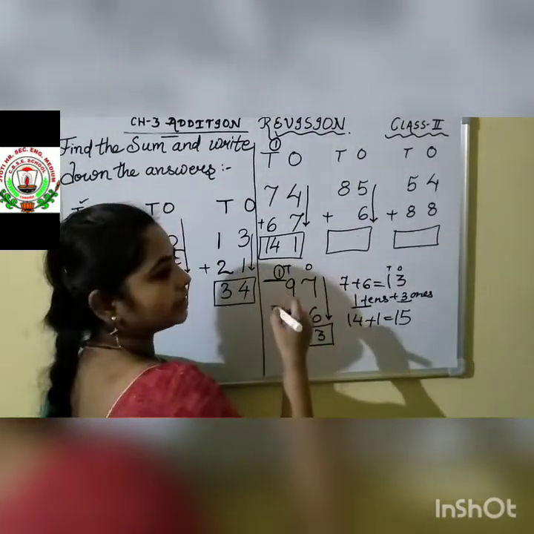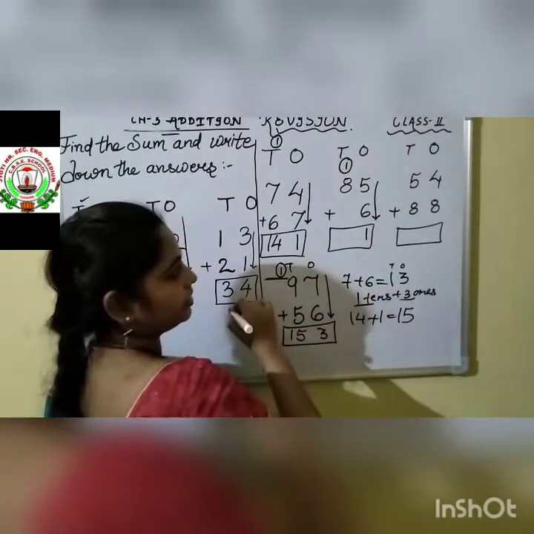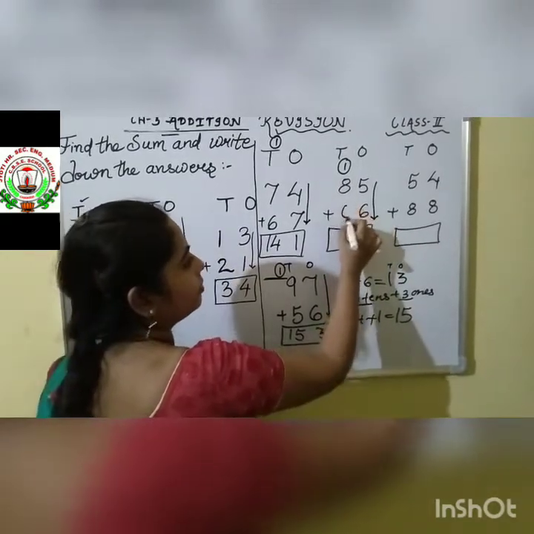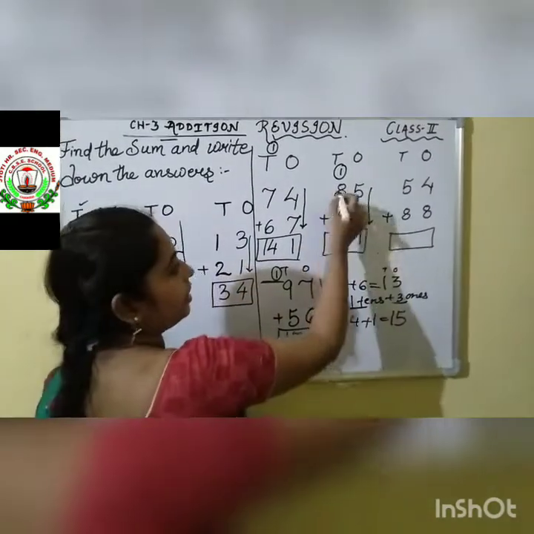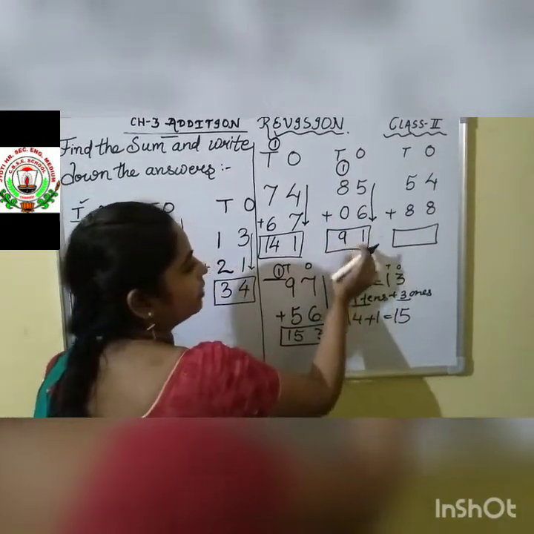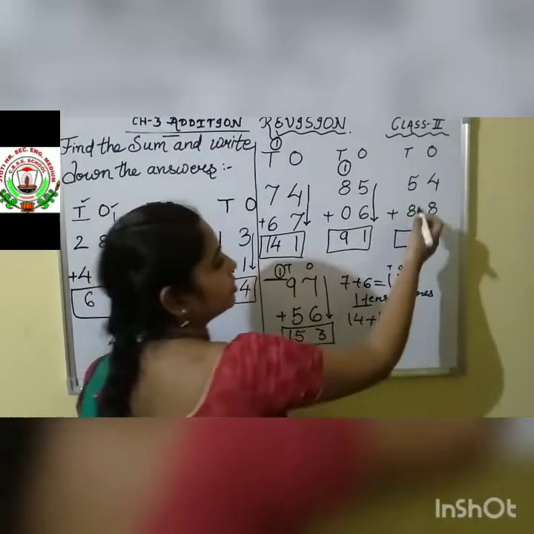Add 5 and 6. 11. Again 1 will be here and 1 will be coming to the tens place like this. Then see, is anything given in the tens place? No. We can put it simply as 0. Then 8 plus 0. 8. Then 8 plus 1. 9. So our answer 85 plus 6 is 91. Clear? Next question, let us see.